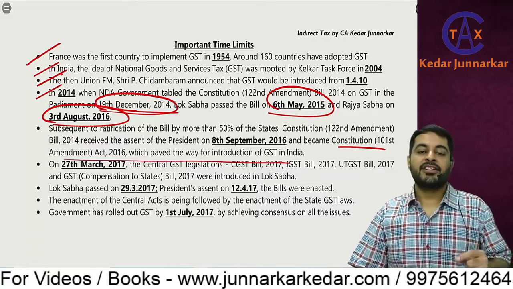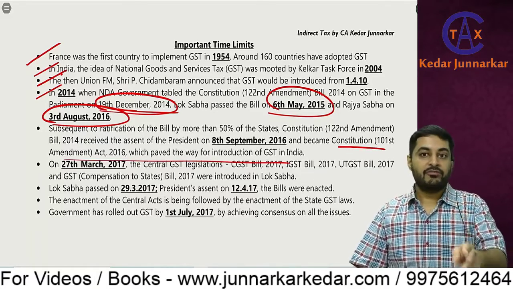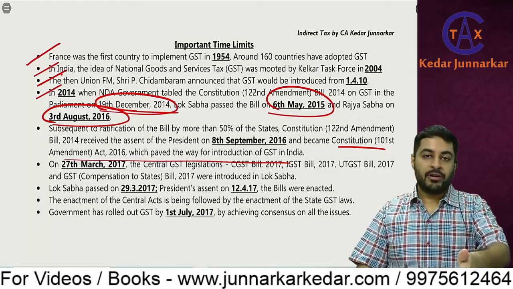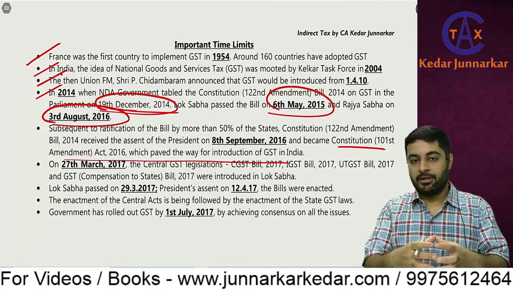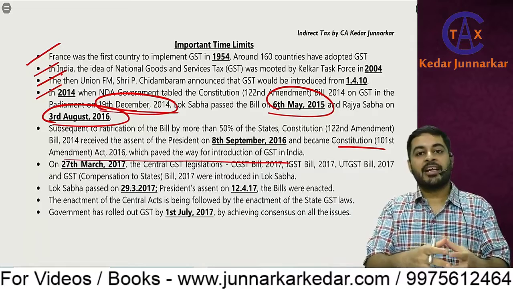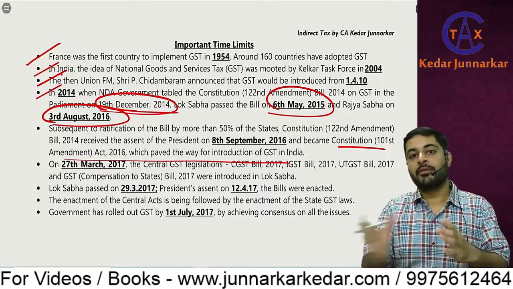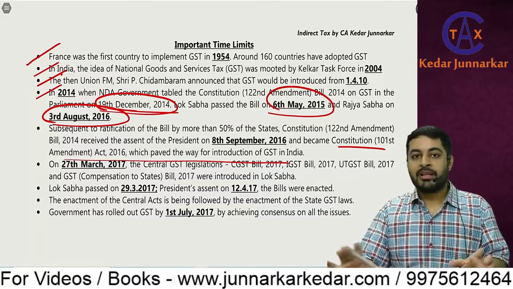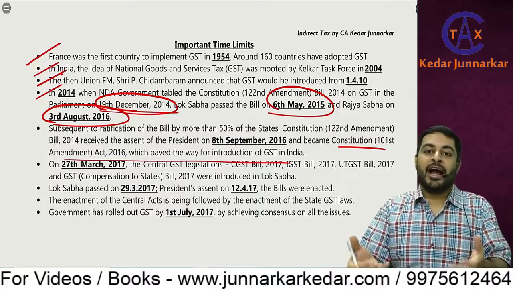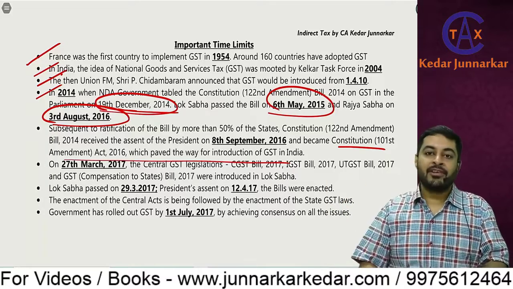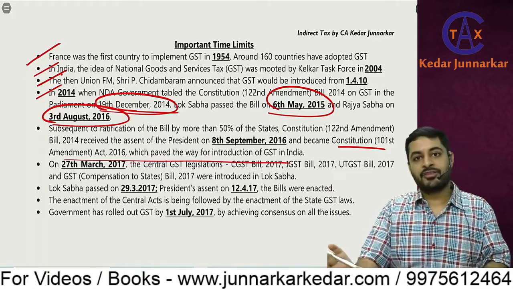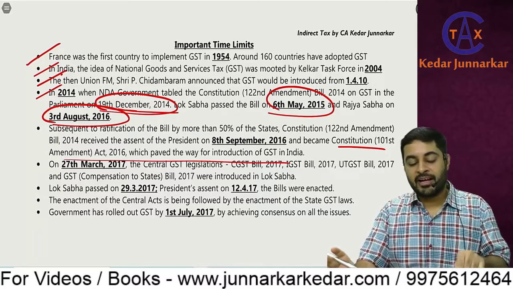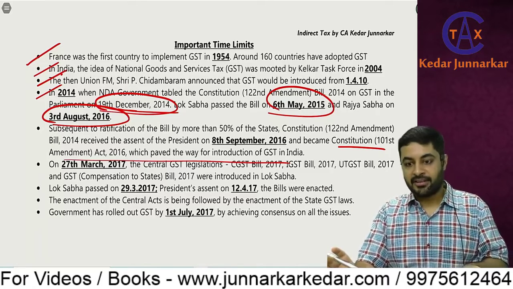So see, in 2014 the government which came into power was a majority government. It was not a coalition government. The Bharatiya Janata Party had a pure majority at that time. So there was no fear that if we adopt this, then one of the alliance partners will go and our government will fall. So immediately in 2016 this act was passed and it was implemented from 2017.